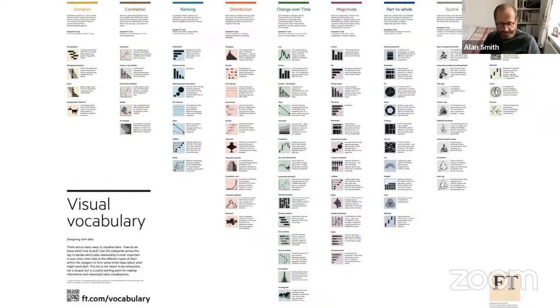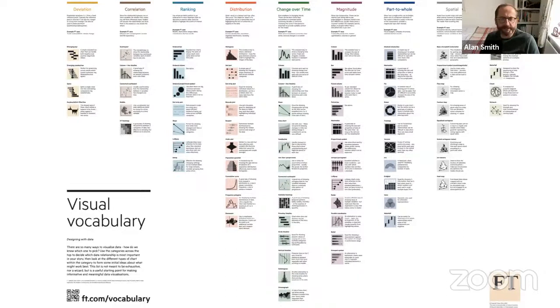Okay, now, first thing to point out is you can get a free copy of this poster from the URL at the bottom of the slide. So ft.com/vocabulary. That will allow you to get to a PDF version of the poster. And there are versions in English, French, Spanish, Chinese, and Japanese for you to download.